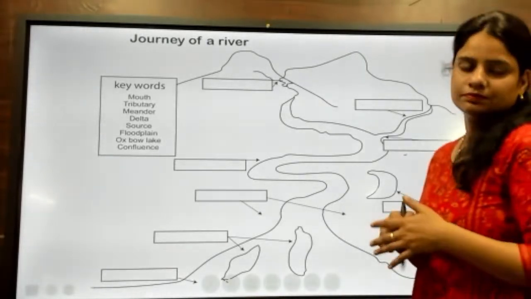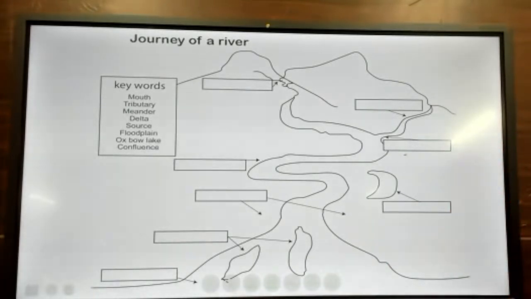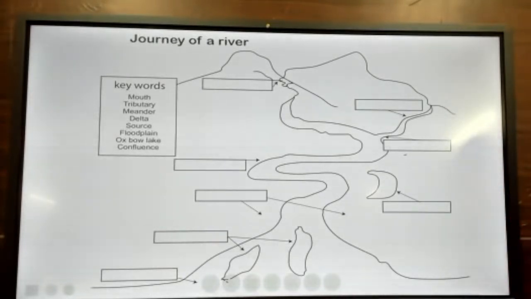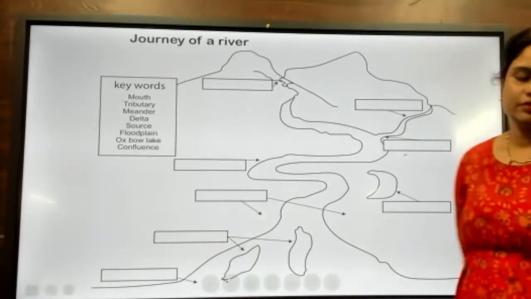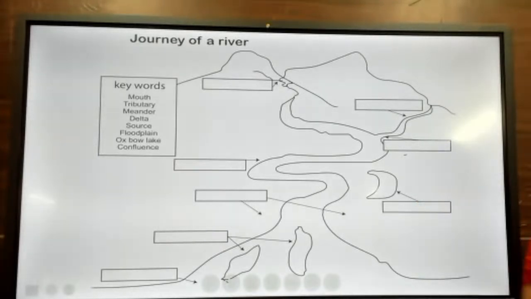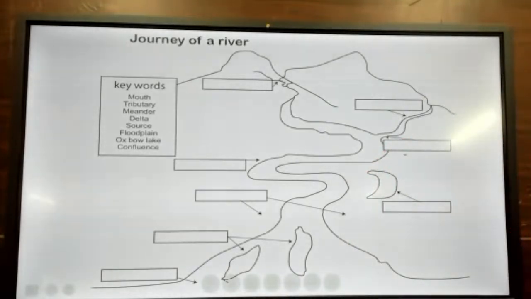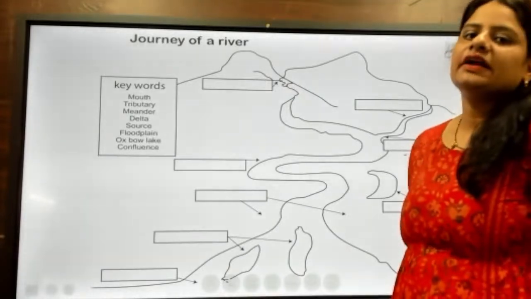Next stage, that is middle stage. It is the mature stage of the river. It creates vertical erosion and lateral erosion, and it widens the valley. The volume of water increases here. And the river is deep.